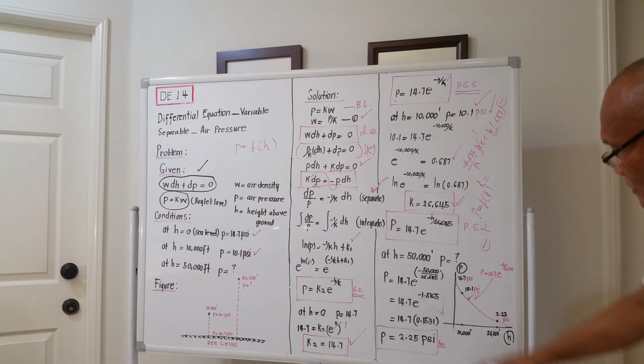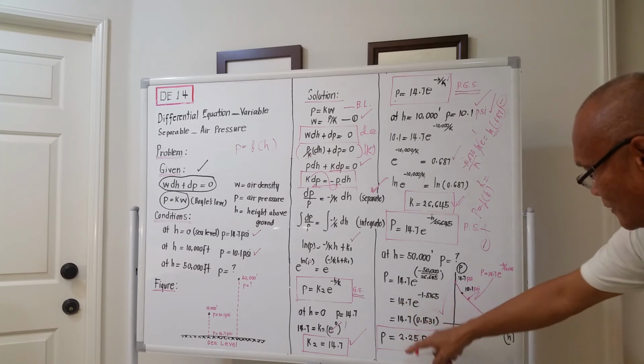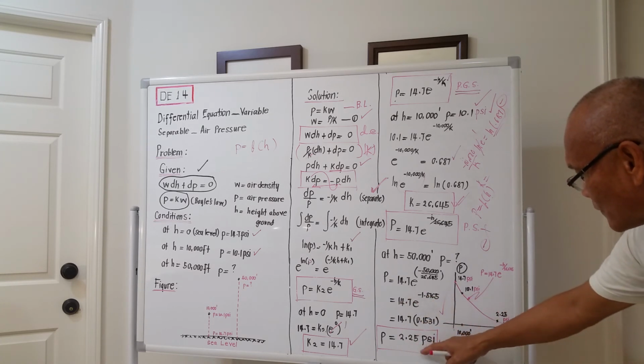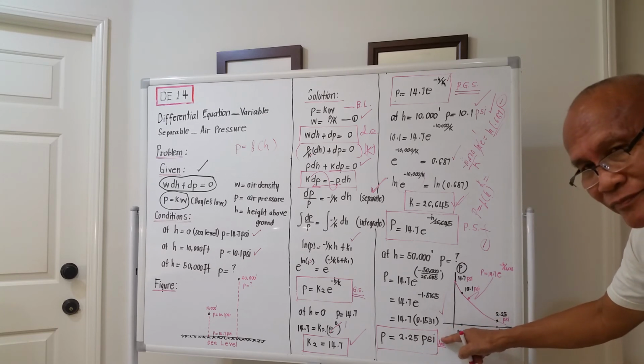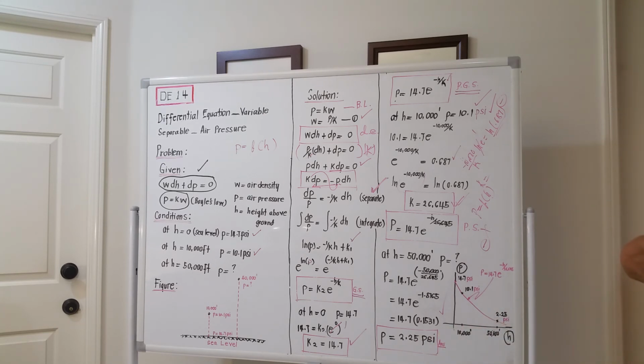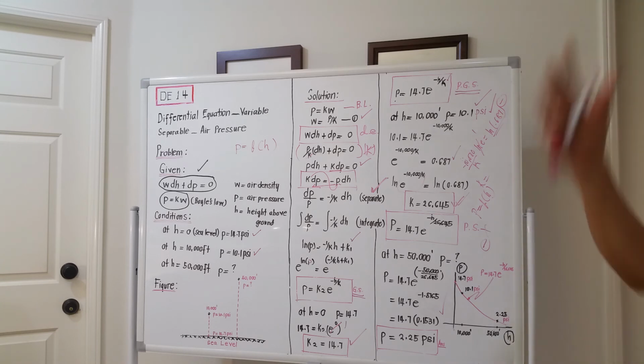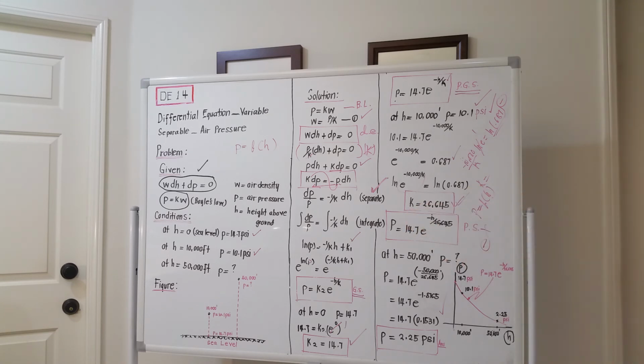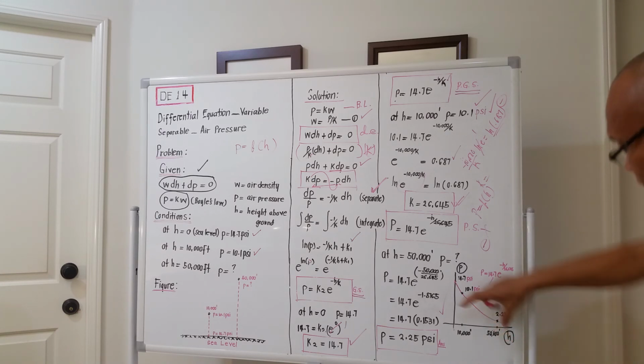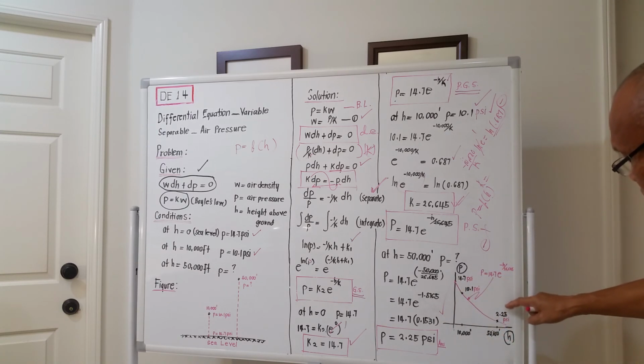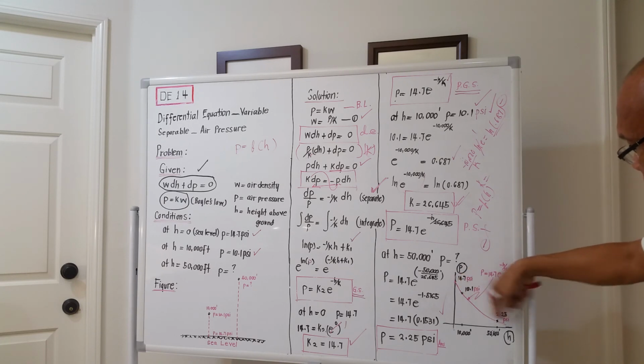What will come out? 14.7 times this. The pressure at 50,000 feet is 2.25 psi. It's too low. Because if the pressure inside our body is something like, assuming it's 14.7, and you are at a height where the pressure surrounding you is 2.25, you will explode. Right? That's why the inside of the airplane is pressurized. The pressure at 50,000 feet is 2.25, and the graph is this.